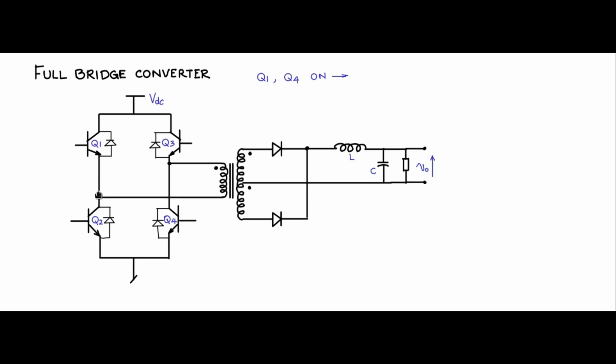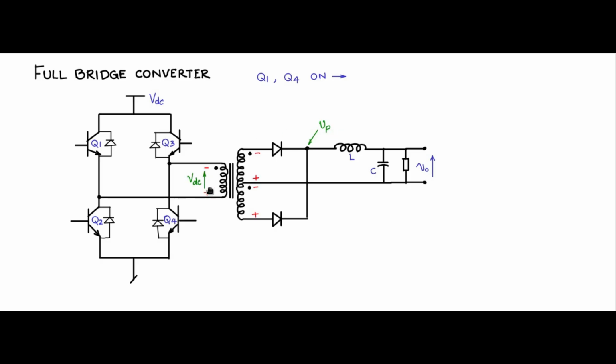Q1 is on means that the non-dot end is connected to VDC. The dot end is connected to ground through Q4. So what appears across the primary, plus minus, is in this fashion. So the non-dot end is minus, dot end is plus. This is the pole voltage Vp. So let us look at that.